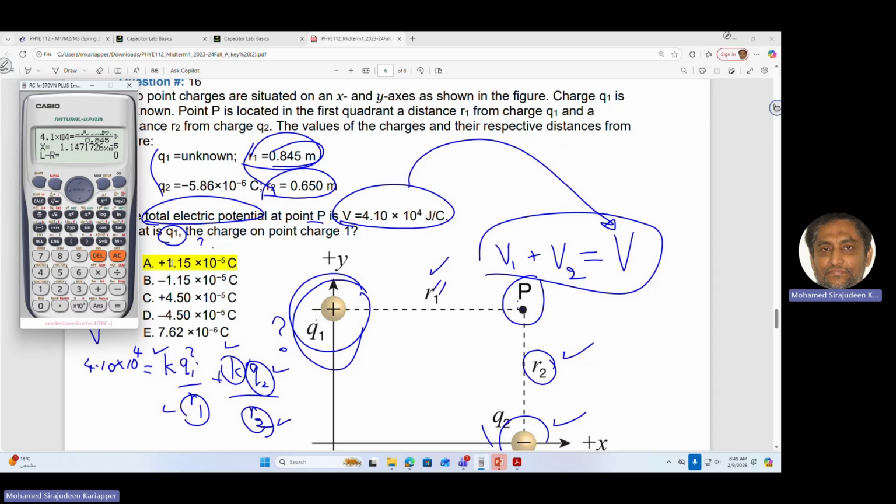1.14 and the minus 5. That's right? It is rounded to 3 significant figures. So 1.47 becomes 1.5. Okay, good. I will clear this. It is being recorded, so don't worry, I will post it.